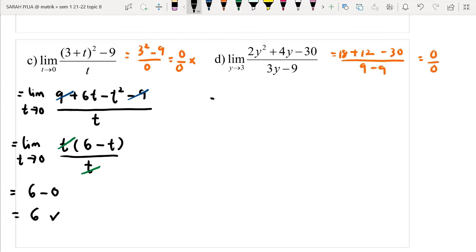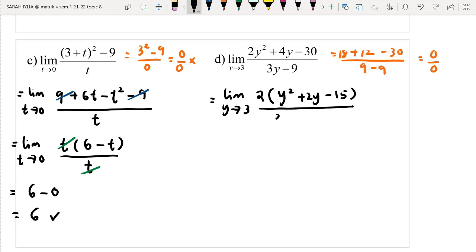We try to factorize because we have a quadratic equation there. So, limit of y approaches 3 of, the top share the common factor of 2. So, that is what we need to factorize first. So, I factorize like that first. I factorize the constant only first. The bottom also has the common factor of 3. So, I also factorize the constant 3. Okay, not settled yet, right?